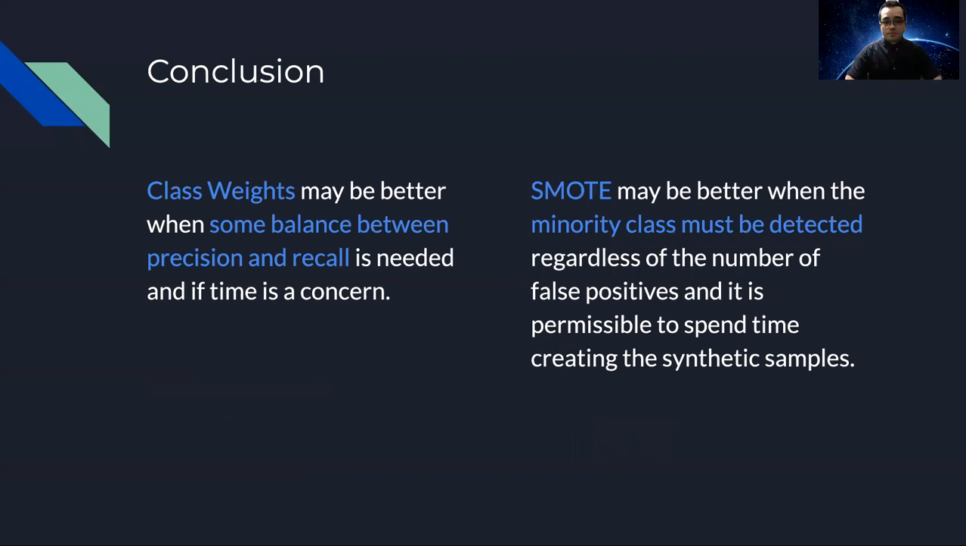So to conclude, class weights might be better when you need a little bit of balance between precision and recall, and if time is a concern, because SMOTE, on the other hand, is computationally expensive. But that computational expense might be worth it if the minority class has to be detected.